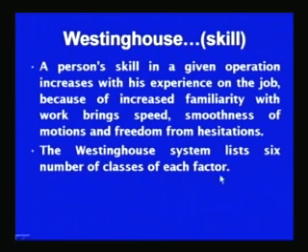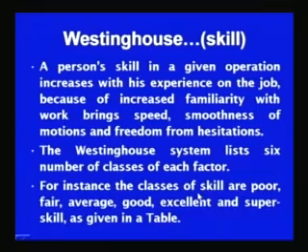The Westinghouse system lists a number of classes for each factor. Each of the above 4 factors, like skill, effort, conditions and consistency, is classified into 6 classes, from poor, fair, average to excellent. These classes are used for rating the performance of the worker with respect to each factor. For instance, the classes of skill are poor, fair, average, good, excellent and super skill, as given in the table.